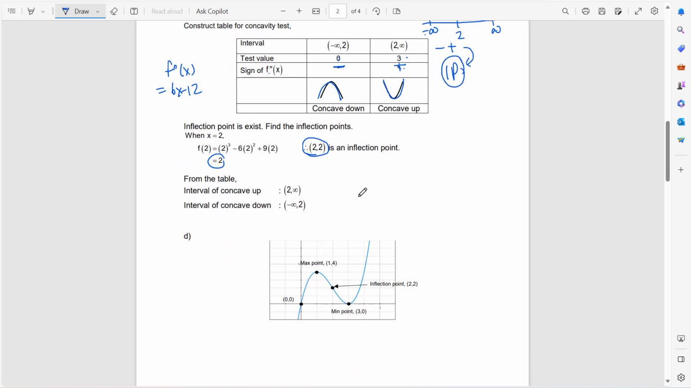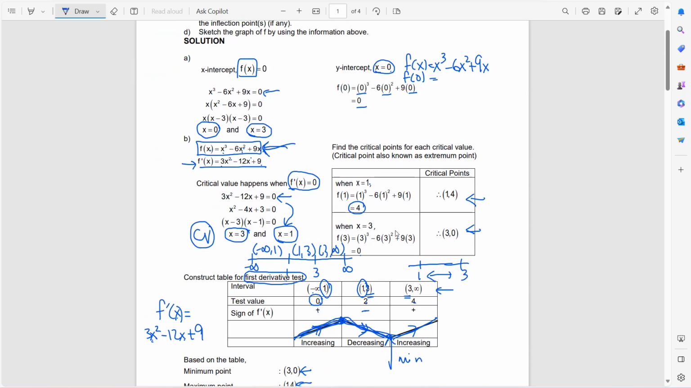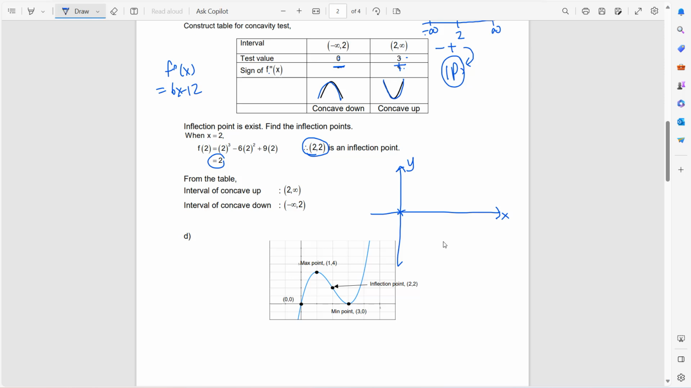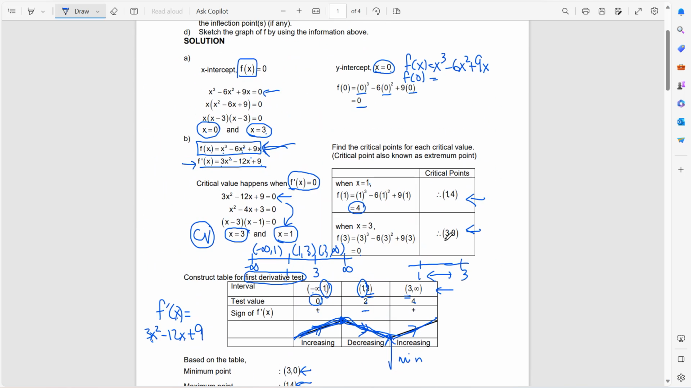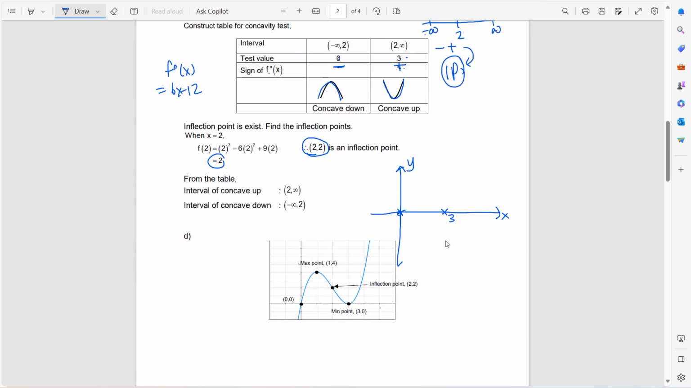So right now we are ready to sketch our graph. So how are we going to sketch our graph? Let me try to do a graph first. So we have a line like this. We have x, and then we have y. Based on our analysis, we already know that the x-intercepts are x equals 0 and x equals 3. We already know that our graph is going to touch these 2 points. And then the y-intercept is 0. Okay, that one is settled already here.